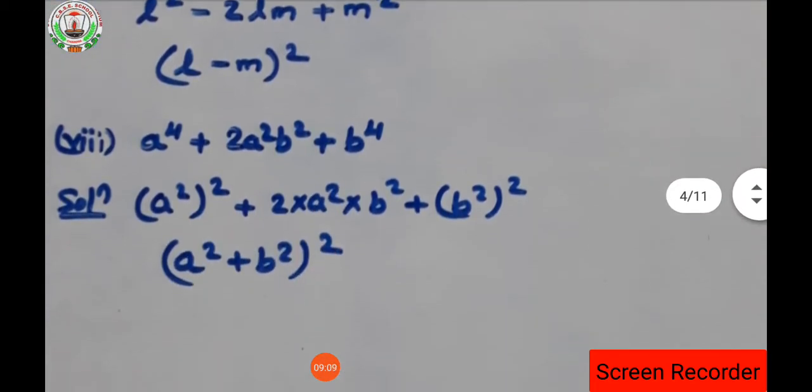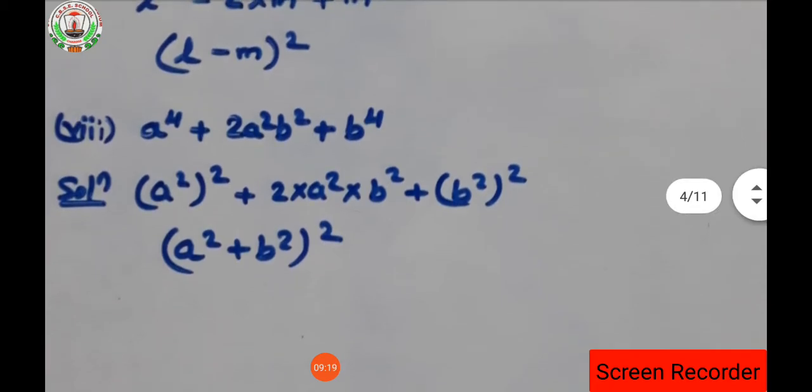Clear? Now the eighth part, a⁴ + 2a²b² + b⁴ we are having. So in place of a we are having a² and in place of b we are having b². So it can be written as (a²)² + 2a²b² + (b²)², and when we convert it into the form of identity, it will be (a² + b²) the whole square.